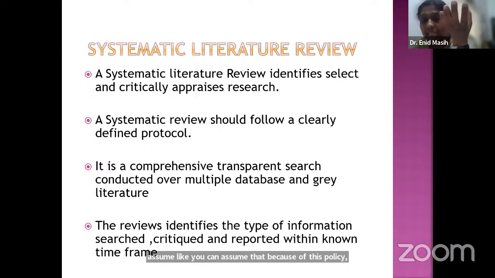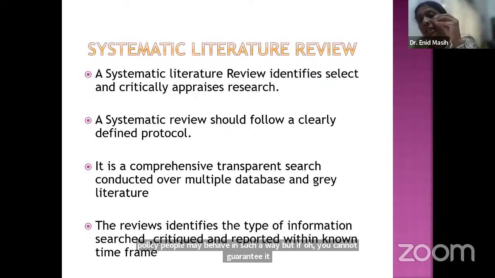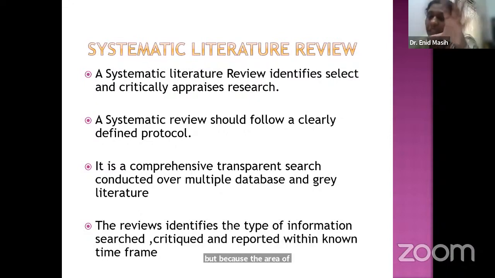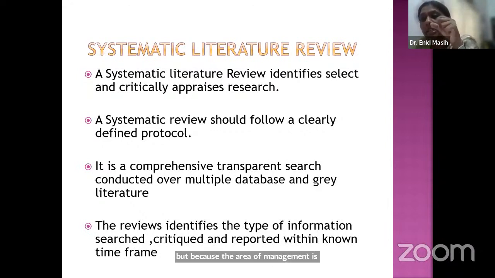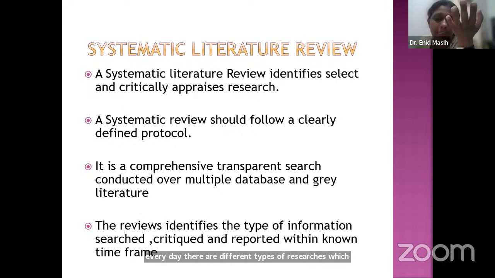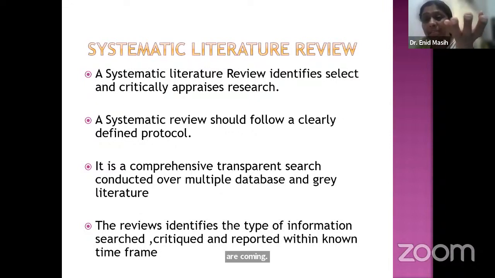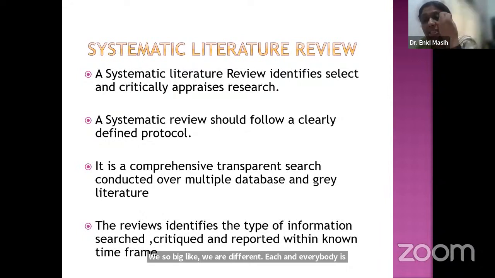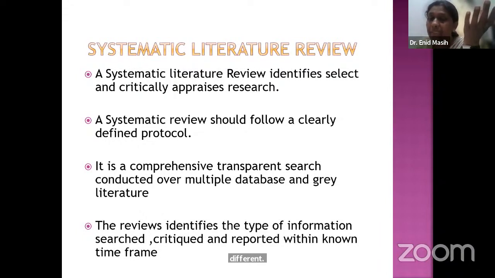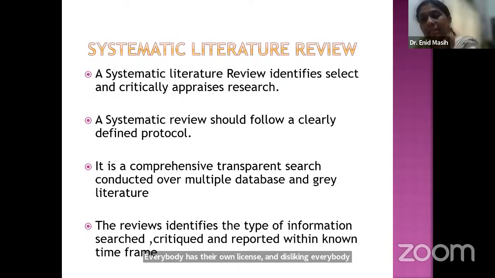you cannot guarantee it. Because the area of management is growing every day, different types of research are coming. Each and everybody is different, everybody has their own likes and dislikes and their own preferences, but still people believe it is important that we see how we can still develop an evidence-based understanding in the area of management.